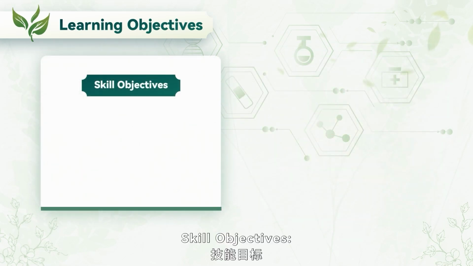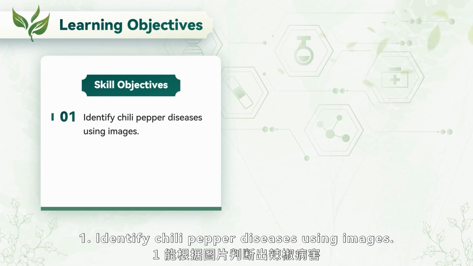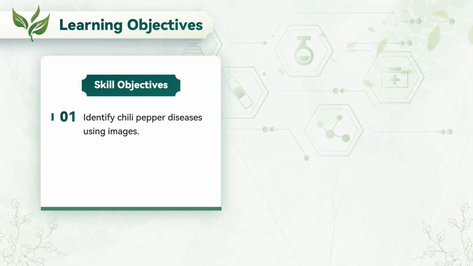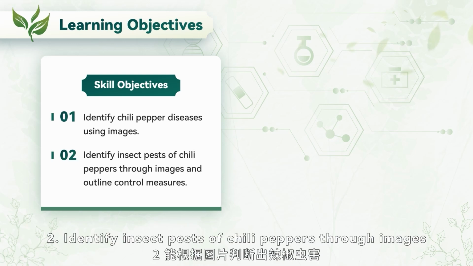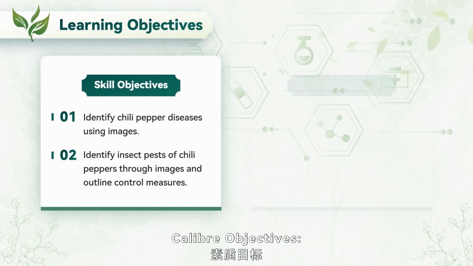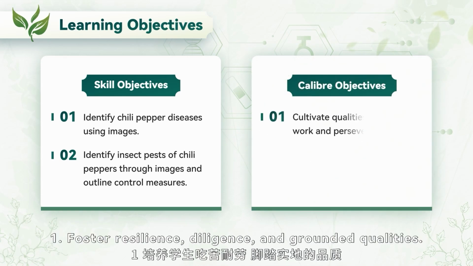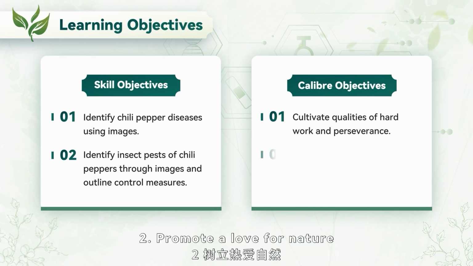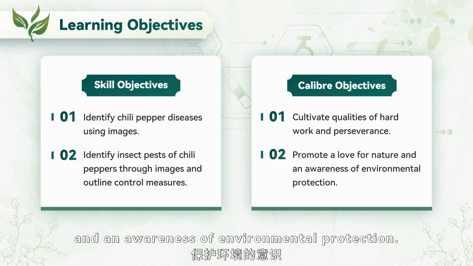Skill objectives. 1. Identify chili pepper diseases using images. 2. Identify insect pests of chili peppers through images and outline control measures. Caliber objectives. 1. Foster resilience, diligence, and grounded qualities. 2. Promote a love for nature and an awareness of environmental protection.